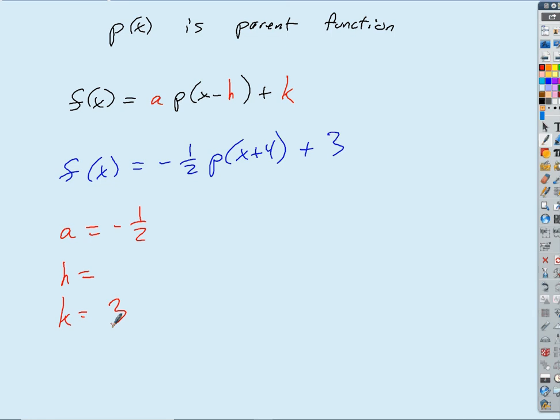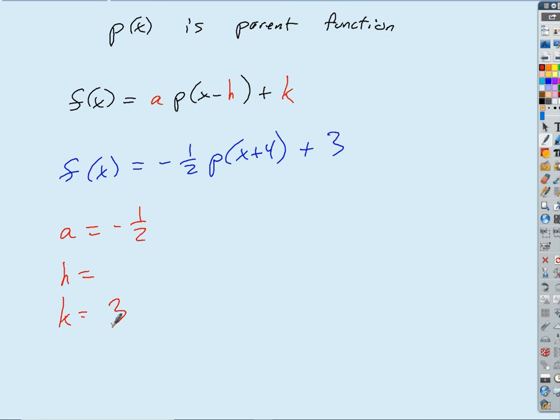Well, let's pause on that one for a second because that's the one that trips people up a little bit. Remember that h is always going to be defined as the number that's being subtracted from x inside the function. So if I have x plus 4, that is equivalent to x minus what? X plus 4 equals x minus negative 4. Subtracting a negative is adding, isn't it? See what I'm saying?